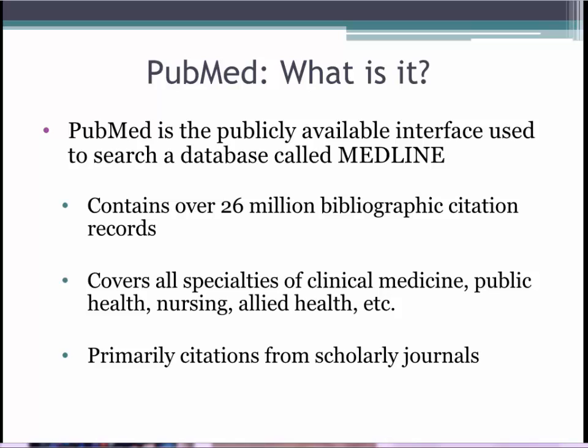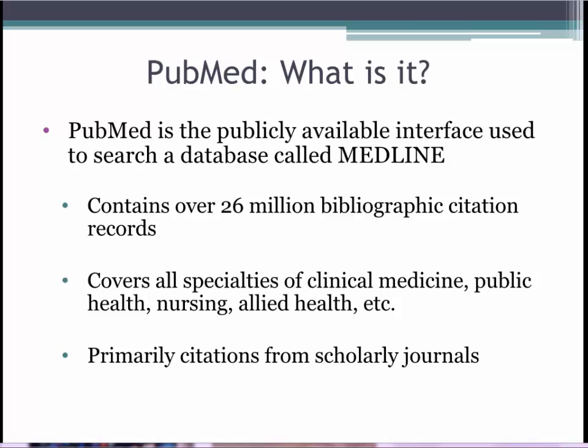So PubMed, it's big. It contains over 26 million bibliographic citation records, so when you do a search in there, sometimes you get an overwhelming number of results because it is searching a lot of different records. It does cover all specialties of clinical medicine, public health, nursing, allied health, so it really is our go-to database in the health sciences.